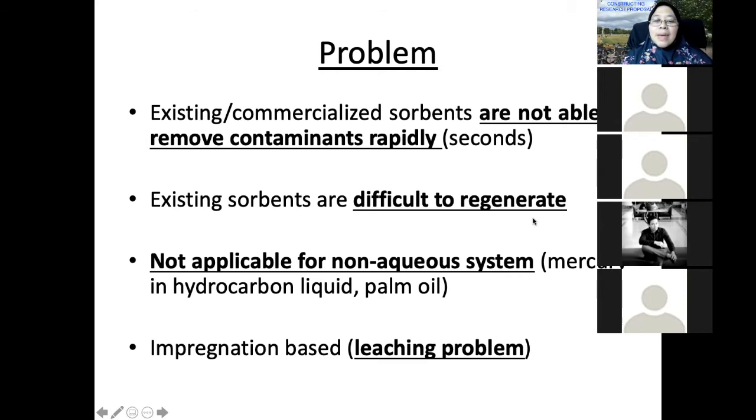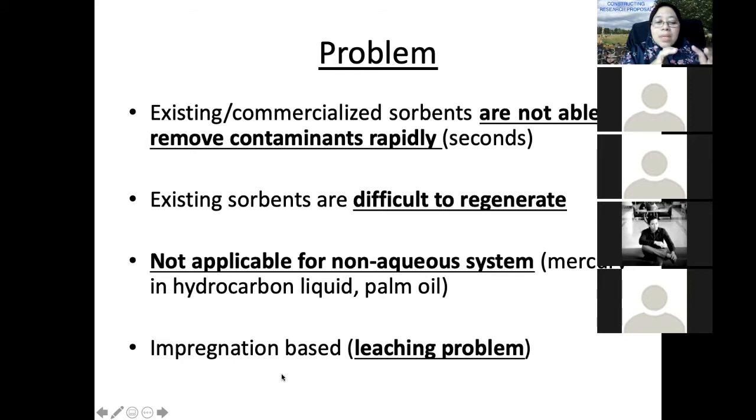I did ask them what the cost is every time they have to remove the mercury. They have to buy in tons, so the cost is in the millions. And the issue is that it is not applicable for non-ecosystem, because activated carbon works well with ecosystem, but it does not really work well with non-ecosystem.